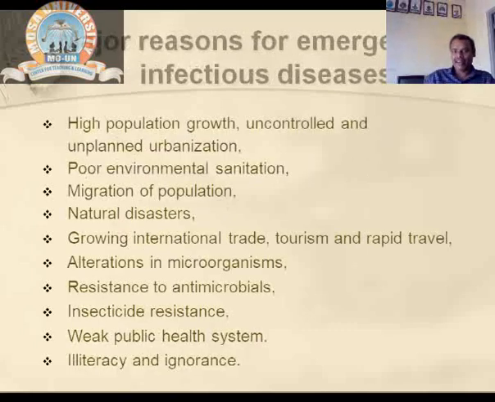Major reasons for re-emergence of certain infectious diseases. The re-emergence of infectious diseases mainly happens due to high population growth and uncontrolled, unplanned urbanization. For example, many slums have evolved in recent days in Lusaka, especially after the 1990s, when the mining sector went down. The people who worked in mines moved to the urban areas and created new slums. So this kind of high population growth and uncontrolled, unplanned urbanization brings major reasons for the emergence of new infectious diseases.